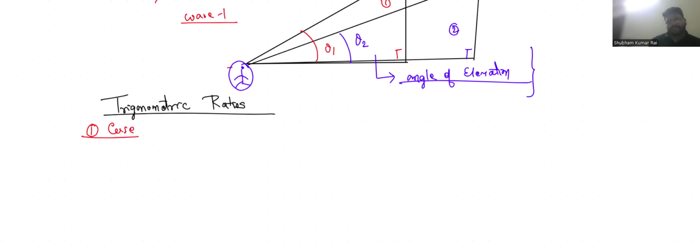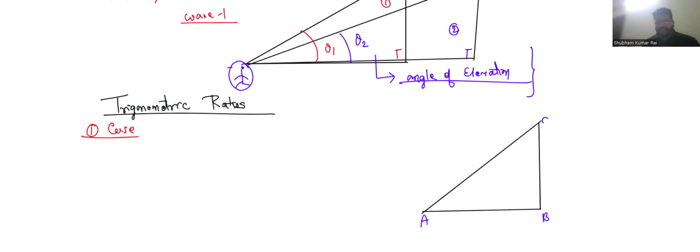Let's suppose we have a right angle triangle, and we name it ABC, with vertices A, B, and C. It is a right angle triangle with the right angle at B. It is of 90 degrees, right? As I said, this is side AB, this is side BC, and this is side AC.